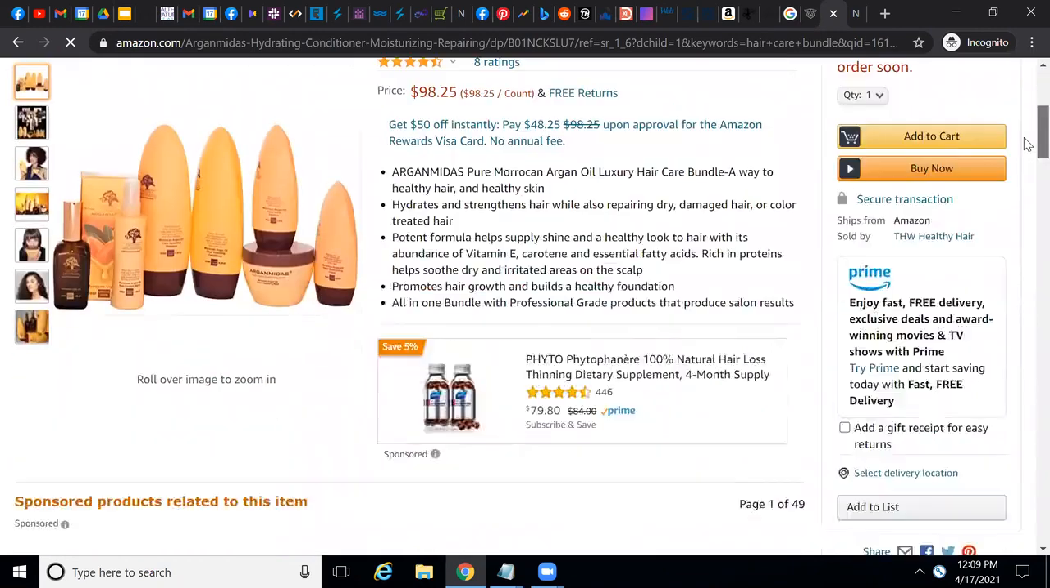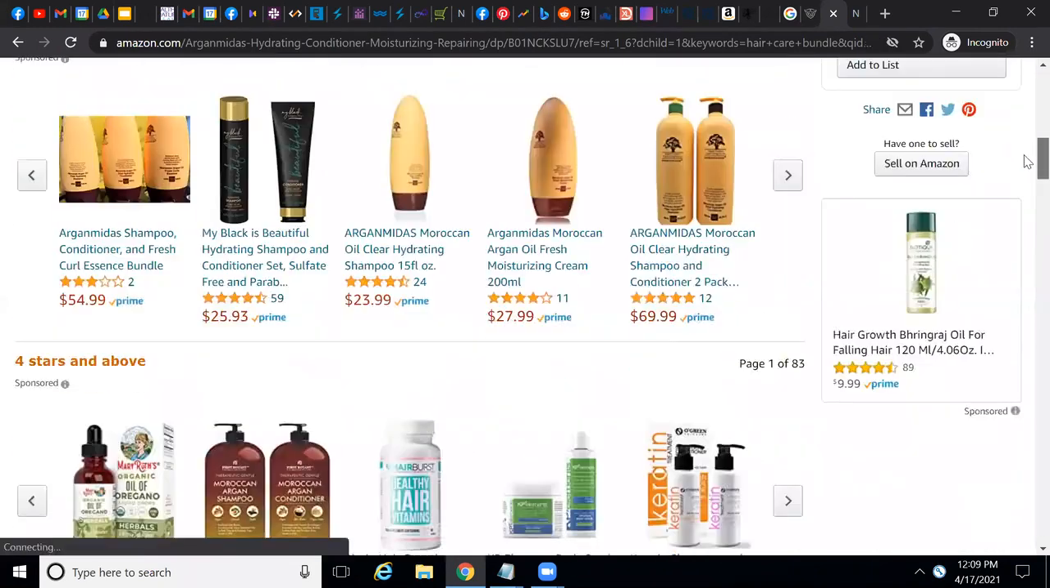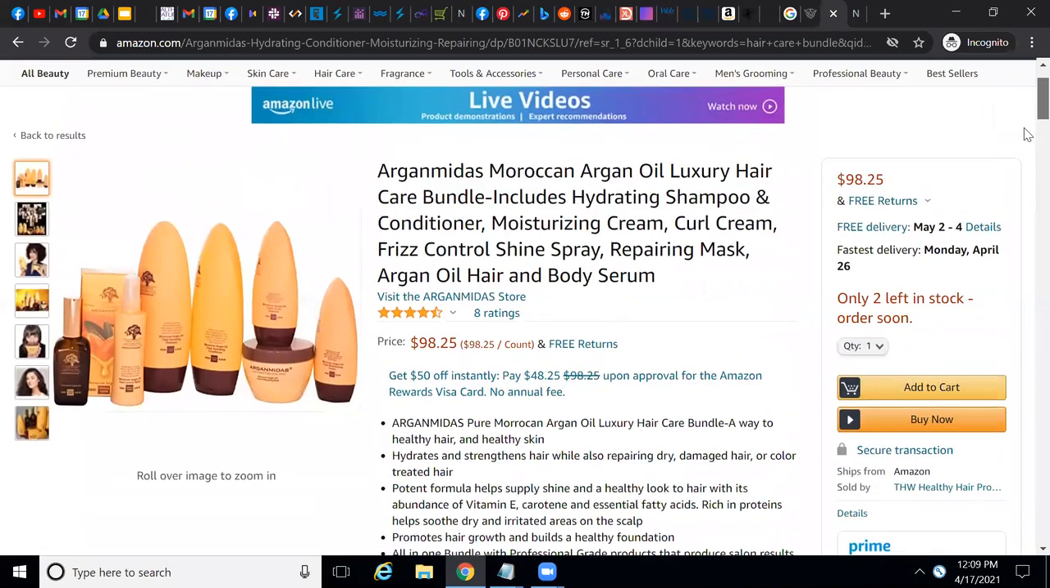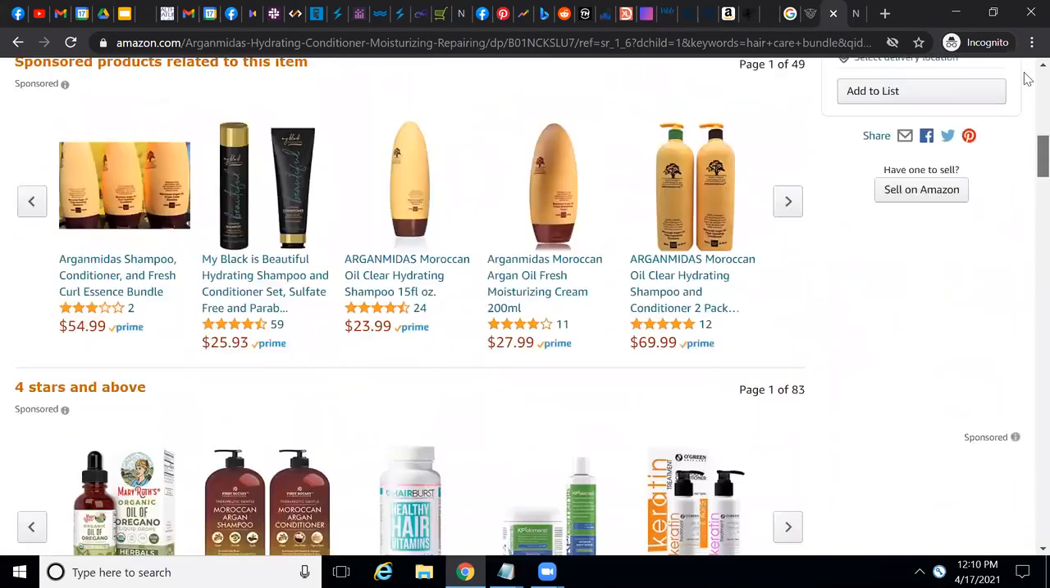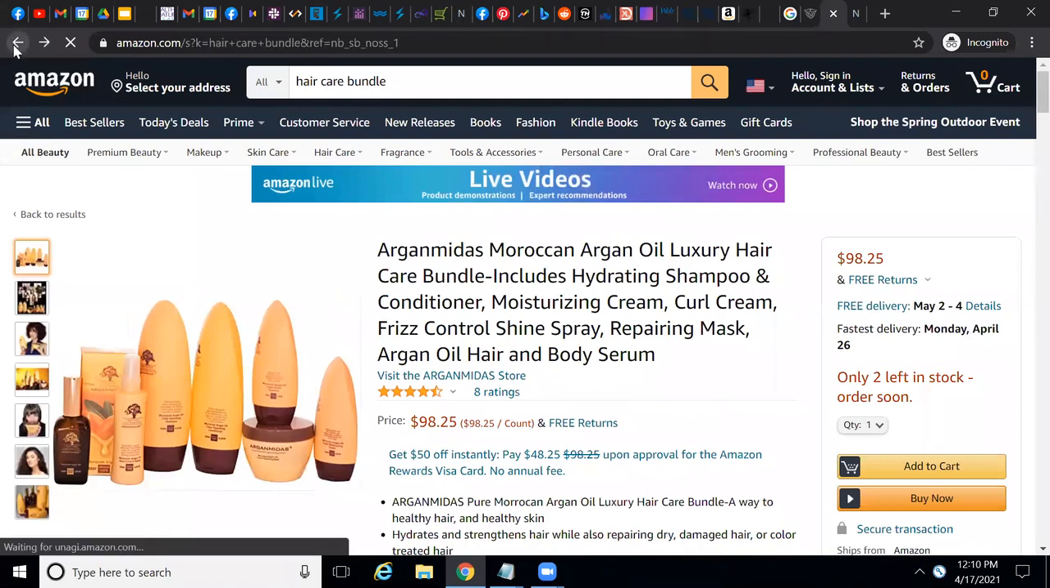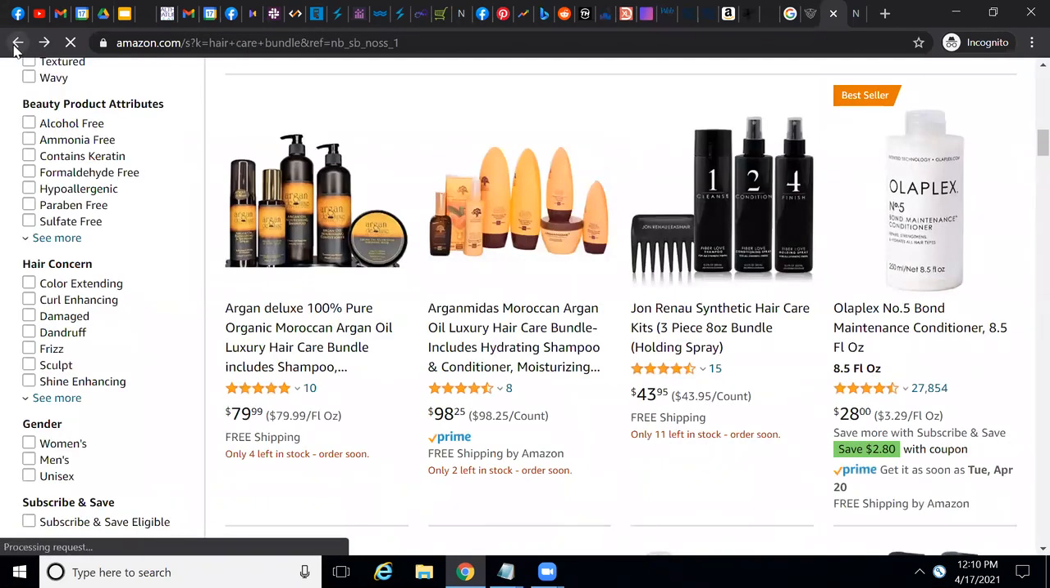I doubt that there's anyone else on this listing. I bet you they are all by themselves. The only other one other. That's it. I love it when I see this kind of stuff. I'll be like, oh, an opportunity. No competition. I love it.